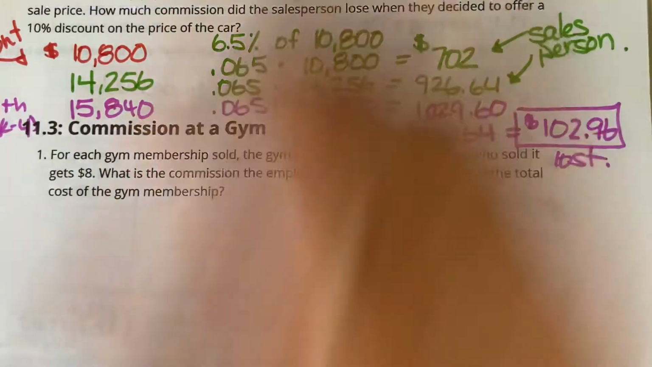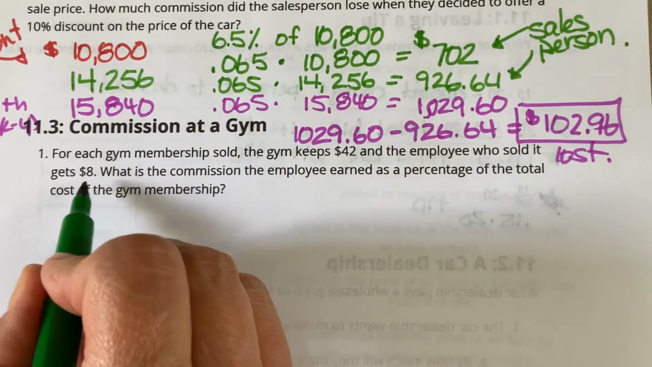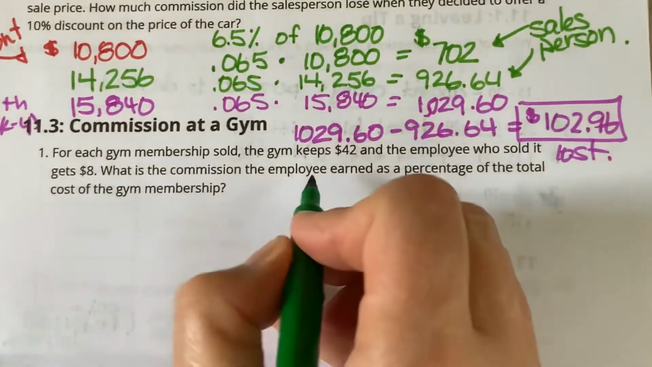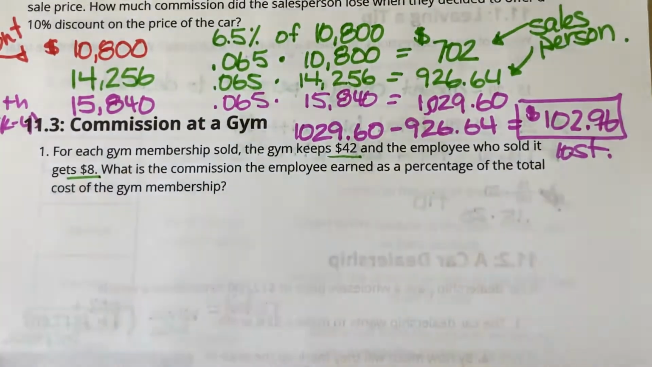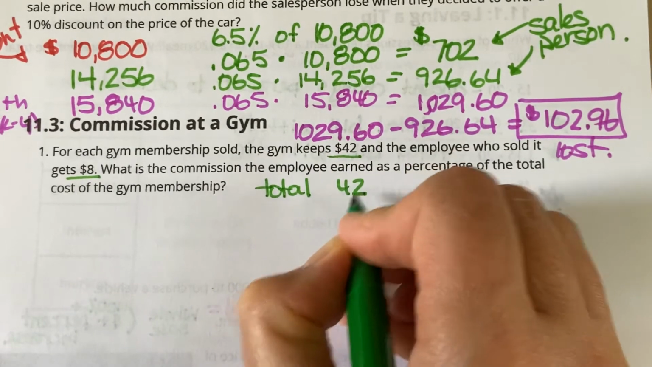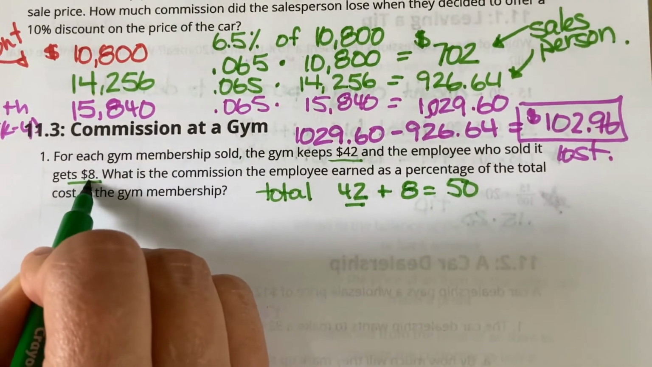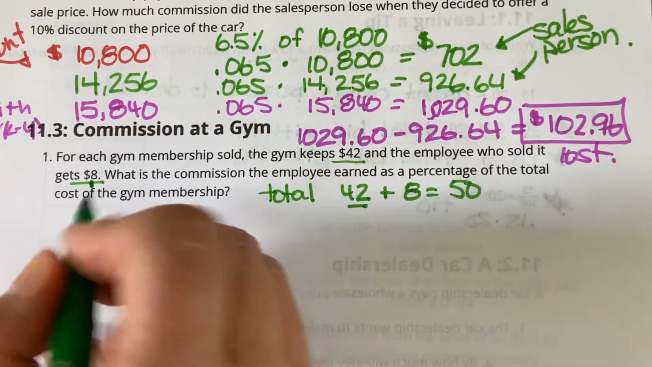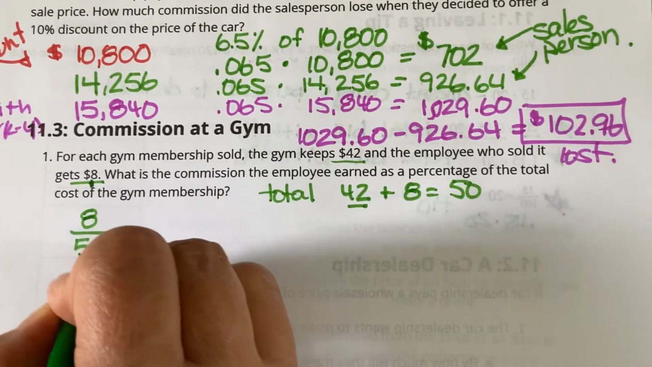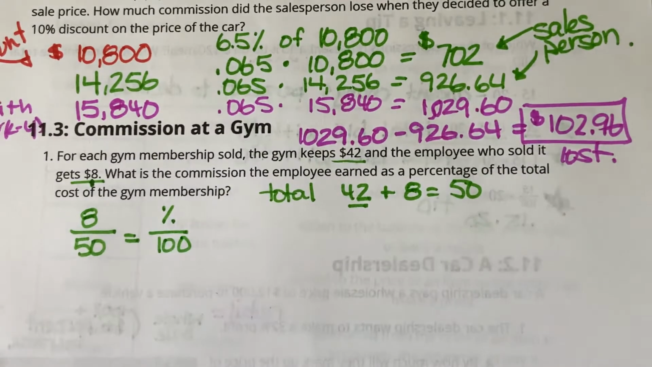All right, let's go on to this one. It says, for each membership sold, the gym keeps $42 and the employee who sold it gets $8. What is the commission the employee earns? This one's a little tricky because the gym gets 42, the person gets 8, which means the total cost was 50. I want to know what percent he has. So I'm going to set it up as a part over whole: commission over the total is equal to my percent, which is going to be my variable, over 100.